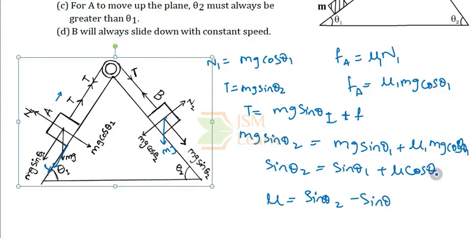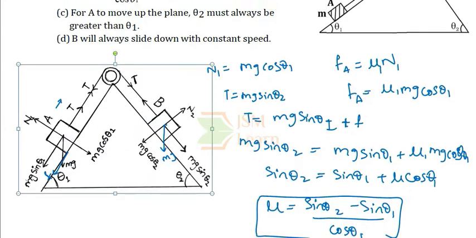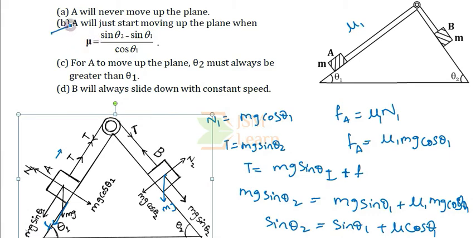Okay. So when I see that, I can say that the necessary condition for the block A to just start its motion upwards, means it's just ready to start moving upwards, is mu equal to sin theta 2 minus sin theta 1 by cos theta 1. So whenever the mu value is equal to this, then the block A will just start moving up. Of course, it will be ready to start its motion in the upward direction. So our option B is true.